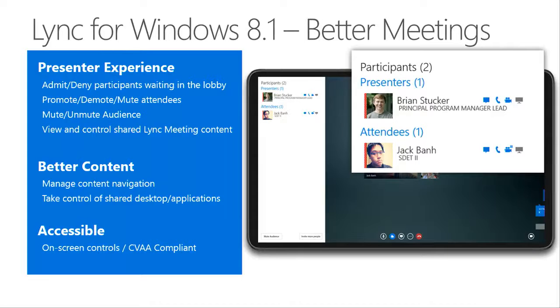So it's time to start adding more. We want to make sure that not only can you participate in a meeting well, but that you can actually run a meeting well in the client. Next month, when we update the client, we'll be adding a bunch of presenter controls. You'll be able to admit and deny participants from the lobby, which you couldn't do before. You'll be able to promote, demote, and mute attendees, do all those fun things so that you can actually keep control of what's going on in the meeting. We have audience controls, so mute and unmute of the audience. And you can view and control shared Lync meeting content.